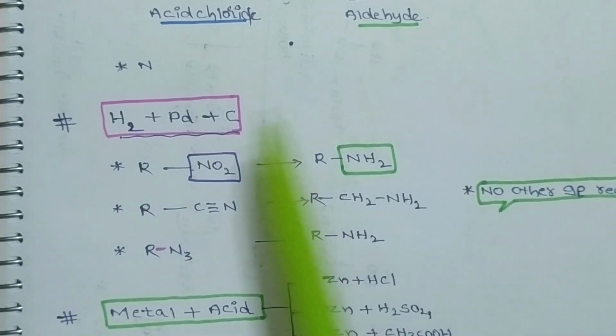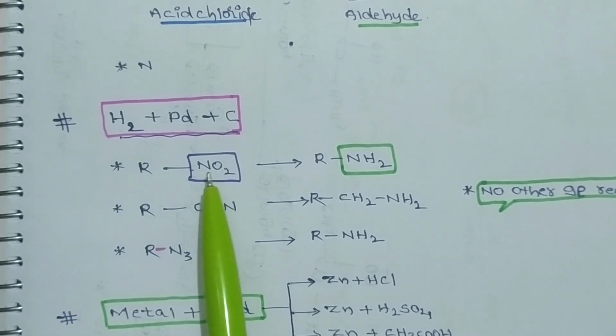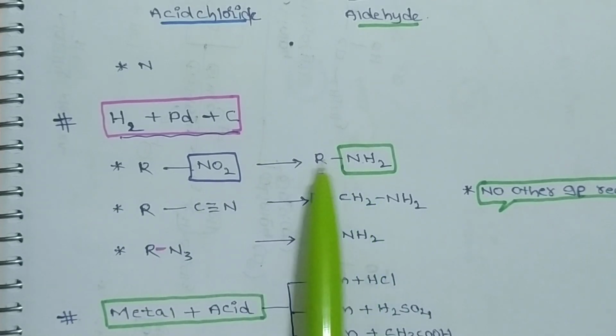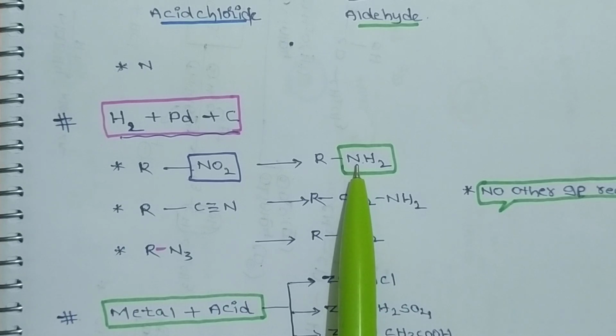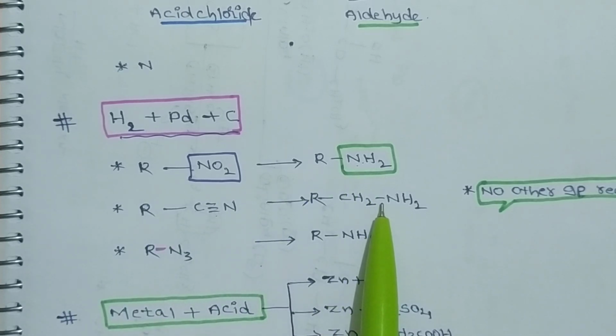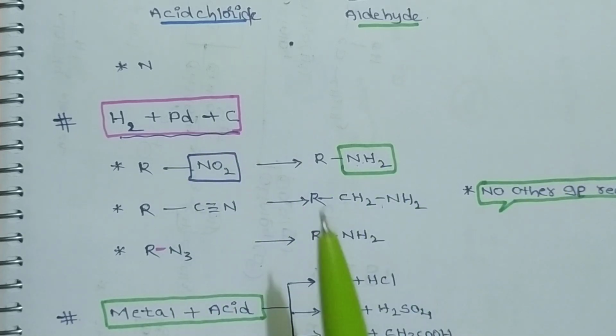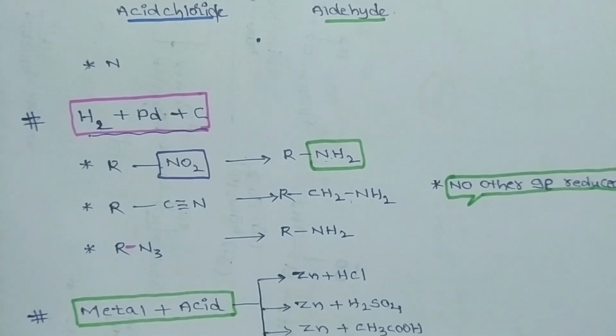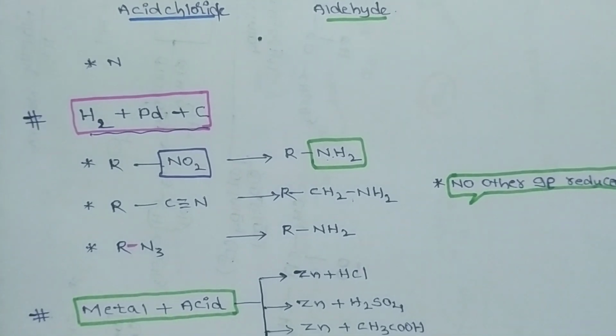What are these groups doing? These groups are converting NO2 group into NH2 group. Nitro compounds are converting into amine compounds. Cyanides are converting into amines. Azide is converting into amines. This group is converting only these compounds. No other group is reduced. Only this H2 palladium will do this one.